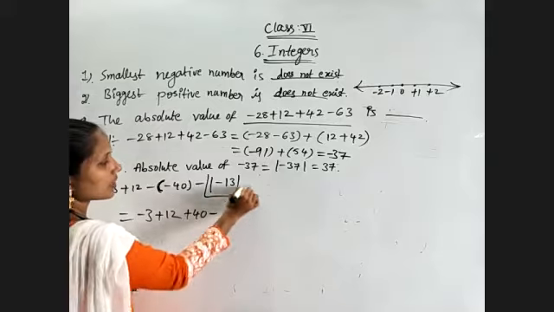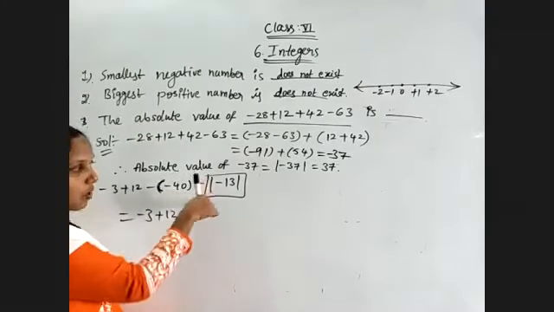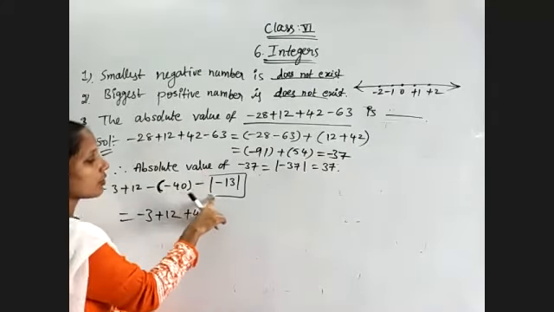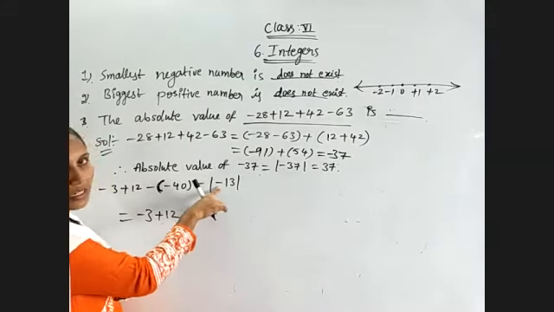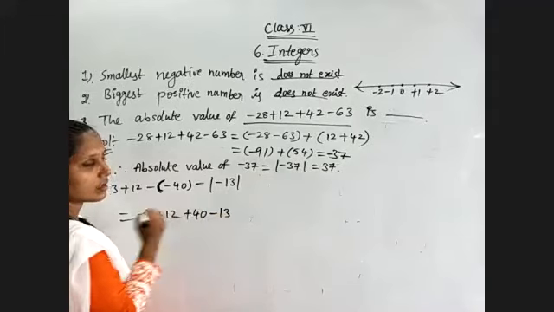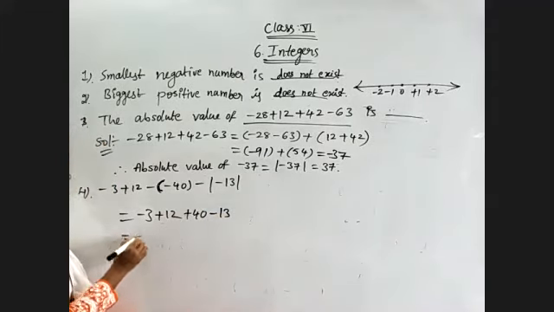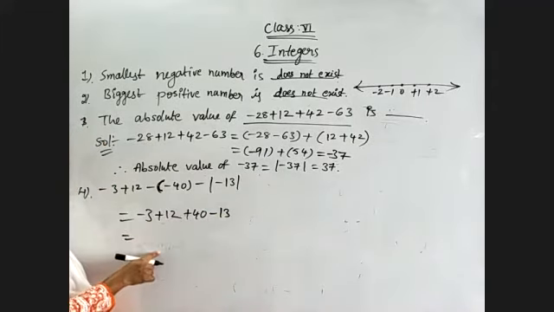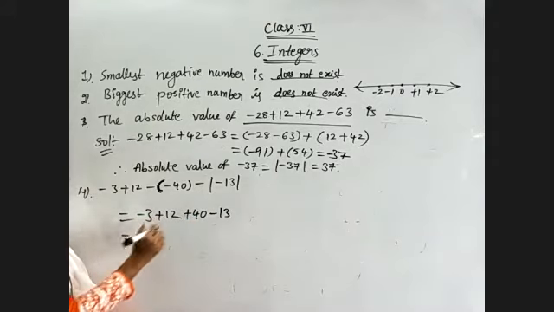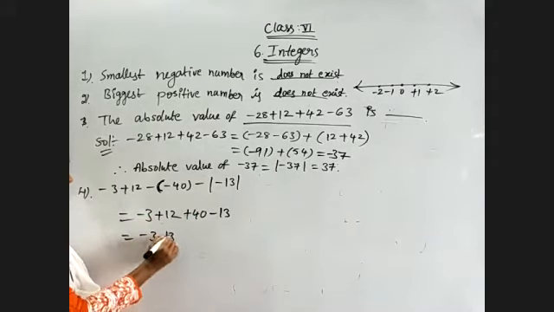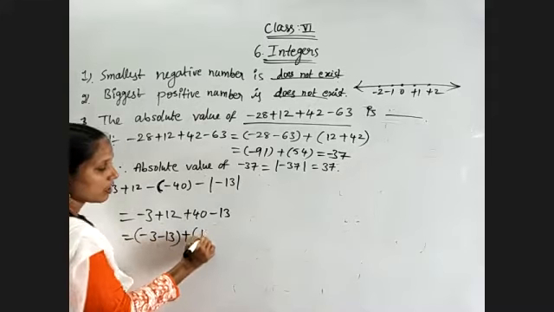What will we say for this? Absolute value only, no mod symbol. The absolute value of any number, we won't take its sign, meaning this minus we will not write, just 13 we will write. Okay. Now observe, these two are negative, like integers, and these two are positive, like integers. So rearrange the like integers: minus 3 minus 13 plus 12 plus 40.